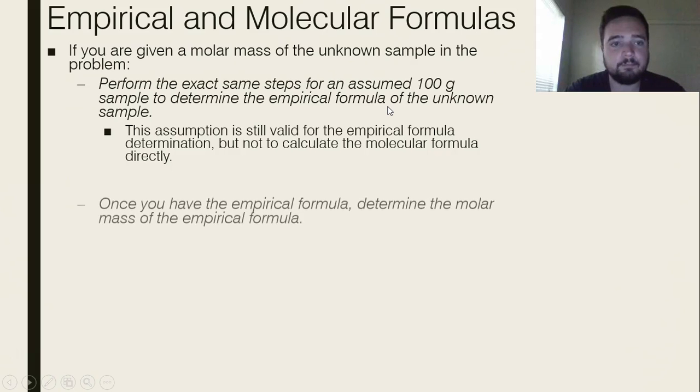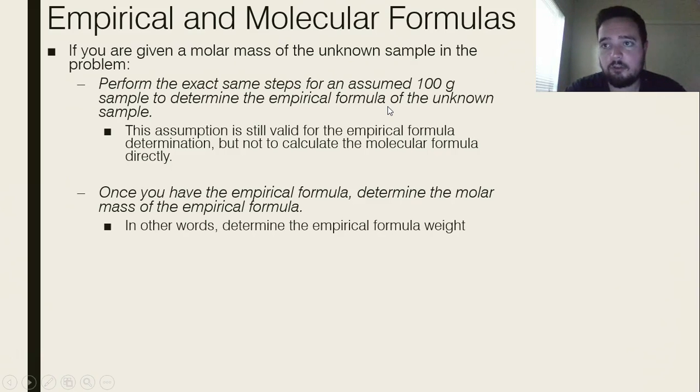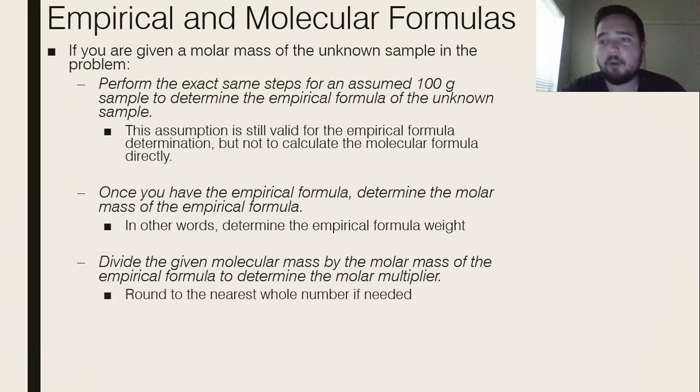Once you have the empirical formula, you can determine the molar mass of the empirical formula. Okay? In other words, determine the empirical formula weight. So as soon as you get your empirical formula, add up the gram atomic weights or the molar masses of each element based off the subscripts that you come up with, and determine the molar mass of that entire empirical formula. Then you divide the given molar mass of the sample in the problem by the empirical formula mass, and that determines what's called a molar multiplier. And you round to the nearest whole number if needed. So if that molar multiplier comes out to be a decimal, round it to the best way you believe possible.